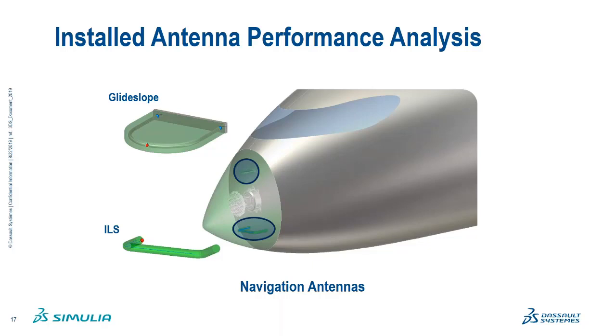The glide slope is essentially a loop antenna. We also place a landing system localizer, or ILS, receive antenna operating at 113 megahertz. This antenna is used to guide the aircraft to the center line of the runway. We're using an inverted F antenna from antenna makers to model this antenna.